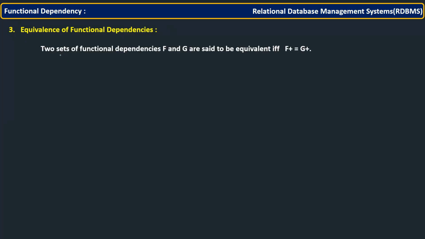Two sets of functional dependencies, F and G, are said to be equivalent if and only if F closure and G closure must be the same. For example, there is a relation R. Upon this, if you derive one set of FDs and another person derived another set of FDs, which one do you have to consider? To consider which one is better, first of all, both must be the same. Whether both of them are doing the same job or not, that cross checking is the equivalence.